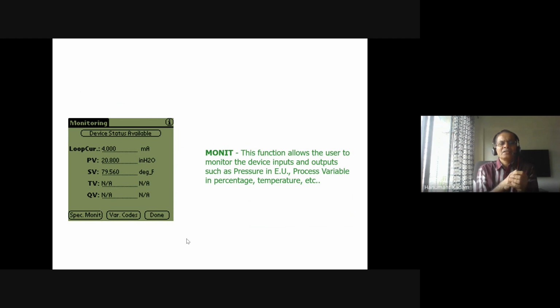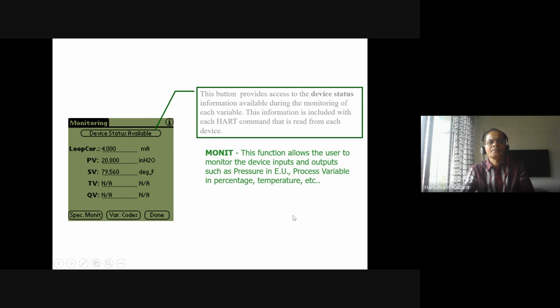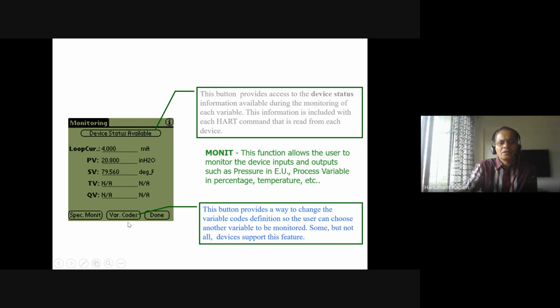When you are in the monitoring screen, device status, this function allows the user to monitor the device inputs and outputs, such as the pressure in an engineering unit, process variable in percentage, and temperature. You can select here, for example, loop current in milliampere, PV, set value, tertiary value, and QV. This button provides access to the device status information. And this button provides a way to change the variable code definition, so the user can choose another variable to monitor, but not all devices support this feature.